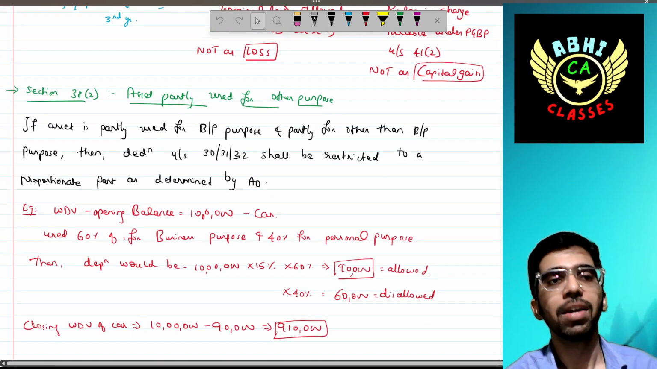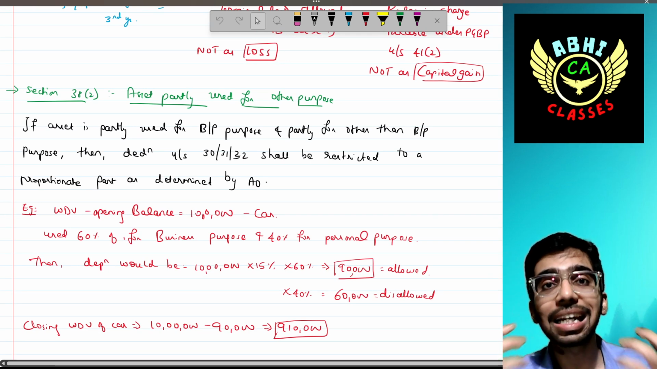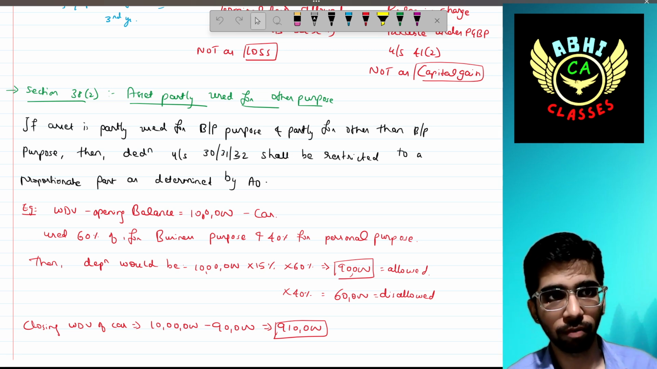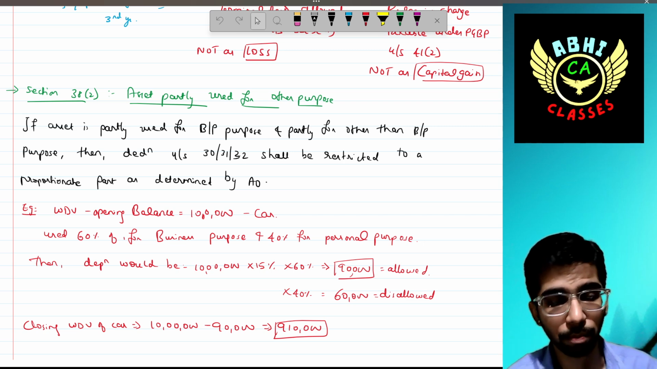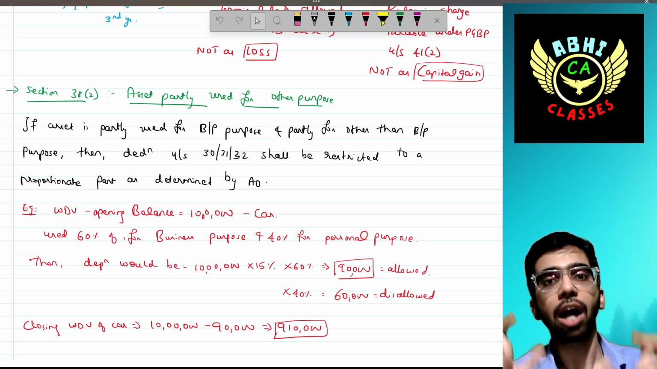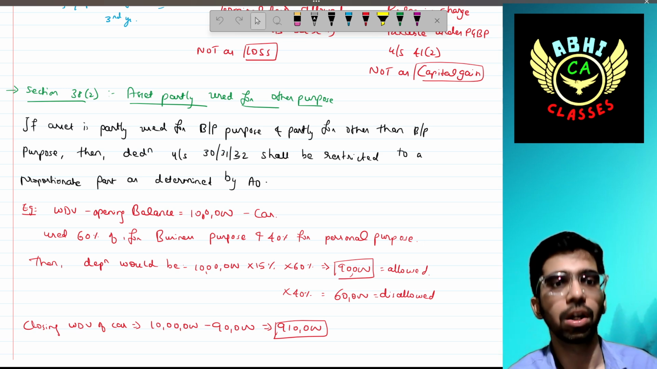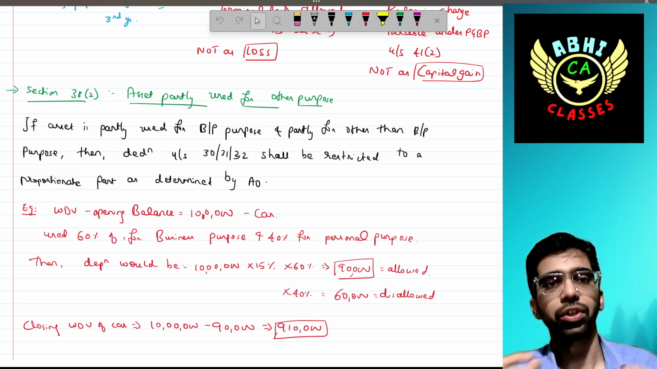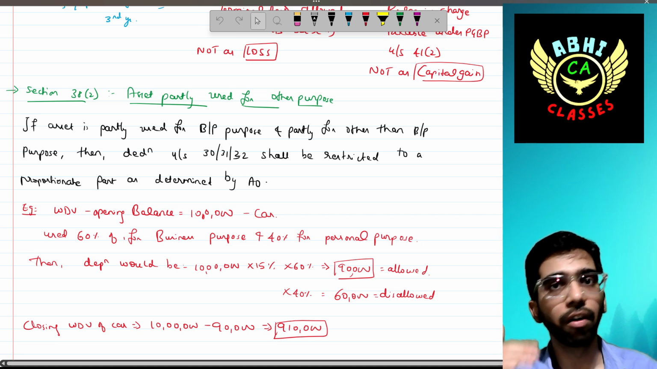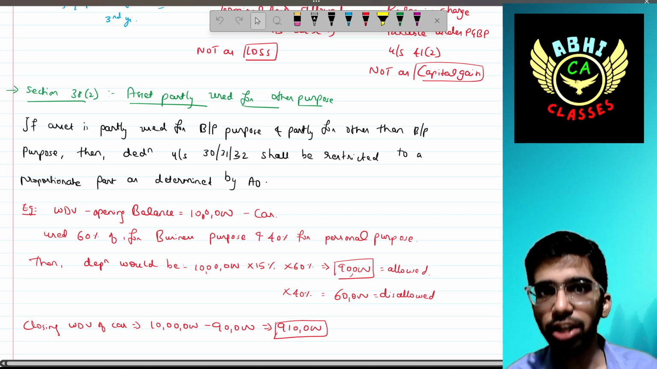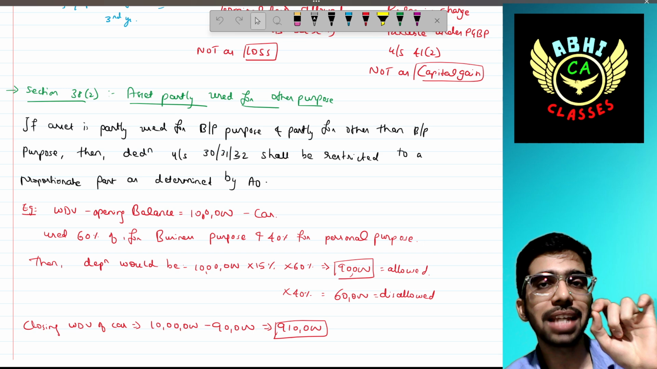Okay. Next, section 38, subsection 2. If any asset is partly used for business or professional purpose and partly used for other than business or professional purpose, let's say for example personal purpose, then the deduction under section 30 or 31 or 32, that we have just gone through, shall be restricted to the proportionate part as determined by the AO. AO means assessing officer.